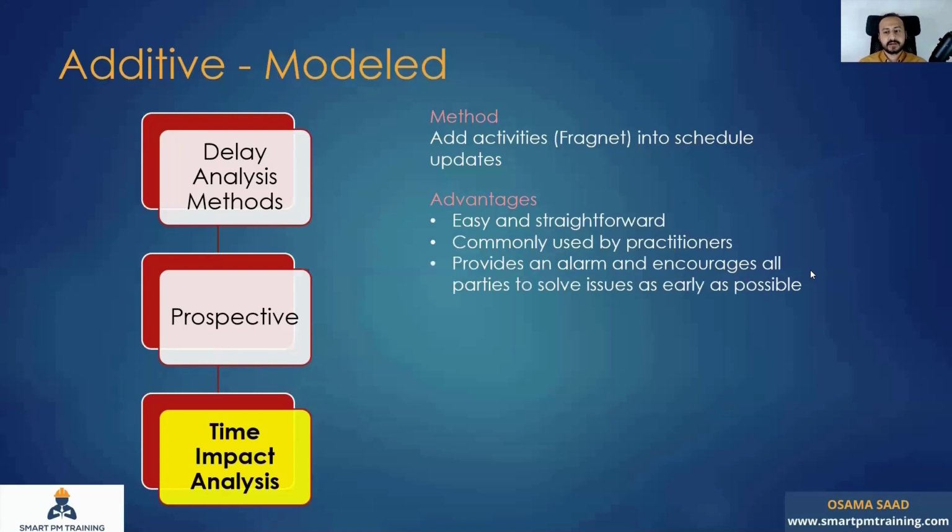It provides an alarm and encourages all parties to solve the issues as early as possible. Providing an alarm is an advantage. And in some cases, with delay analysis methods that are retrospective, we deal with delay that has already happened. So 2 months, for example, of delay in the project, and you are investigating the delay right now. But it is actually an advantage to provide this alarm because you are adding the fragment.